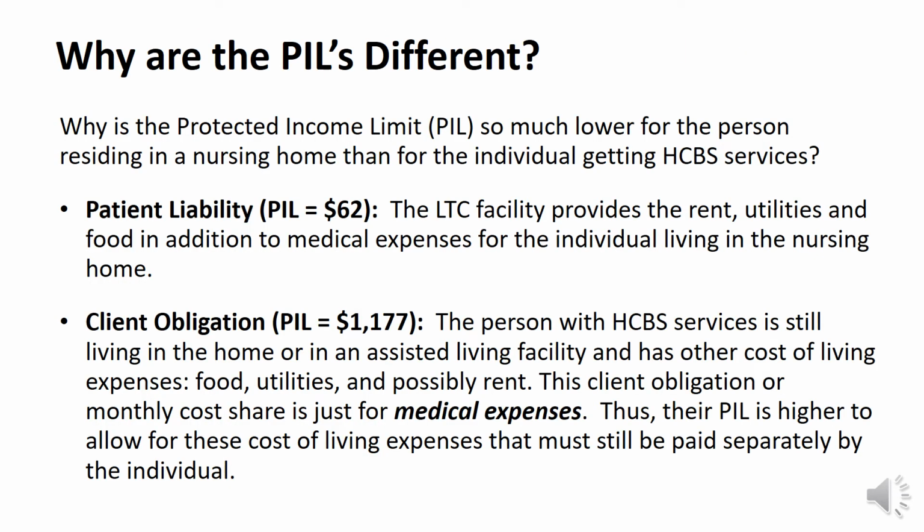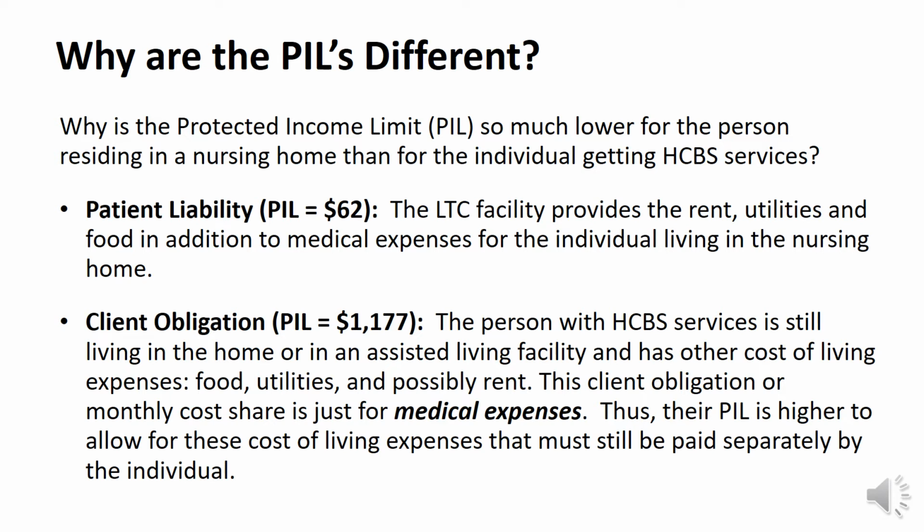Why are the protected income levels so different? Why is the protected income limit so much lower for the person residing in a nursing home than for the individual getting HCBS services? In a nursing home, you pay a monthly patient liability, and the protected income level is only $62. They only allow the person to keep $62. In an HCBS situation, the person has to pay a monthly client obligation, and that is calculated based on a protected income level of $1,177. That amount is protected.